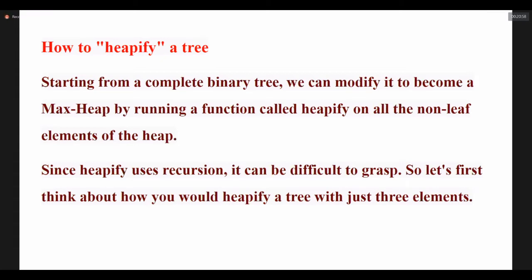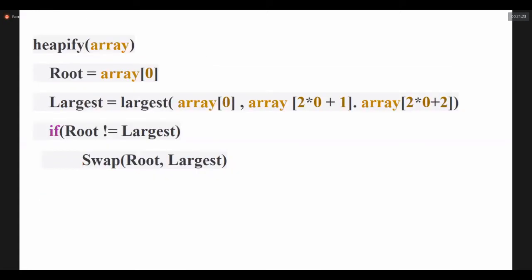Okay, how to heapify? Starting from a complete binary tree, we can modify it to become a max heap by running a function called heapify on all the non-leaf elements of the heap. Since heapify uses recursion, recursion plays a vital role in the program. In heapify, in heap sort also, we are using recursive functions. Okay, see the heapify code first, and next we explain an example of it.